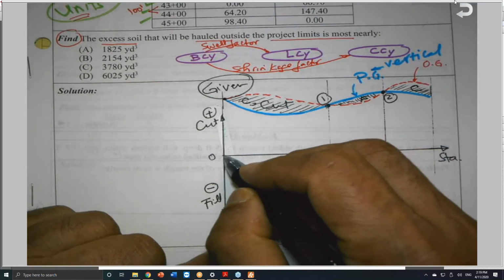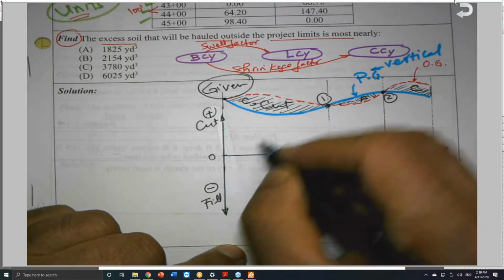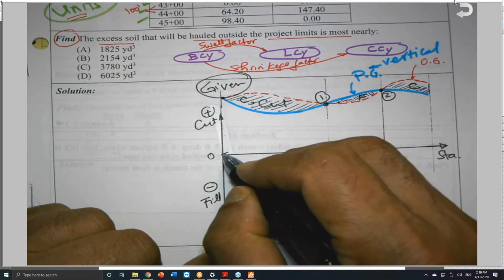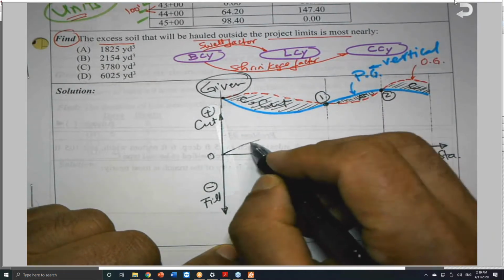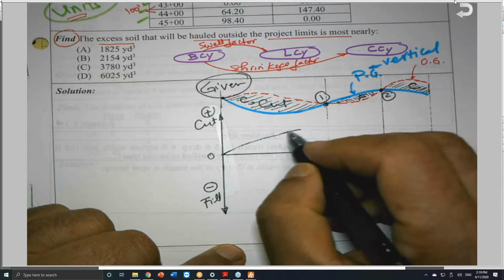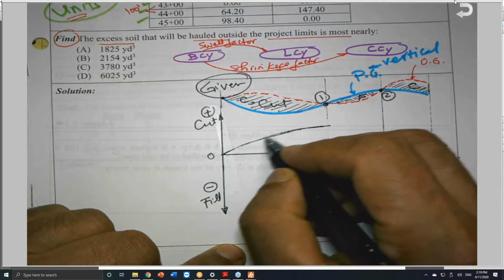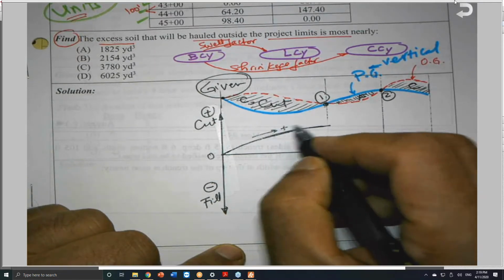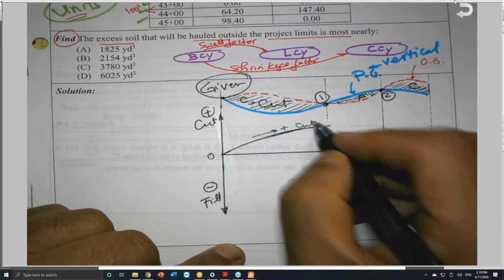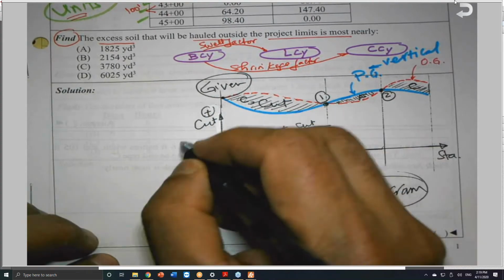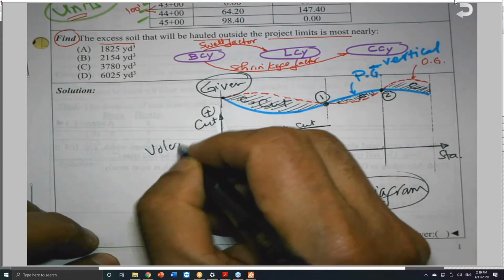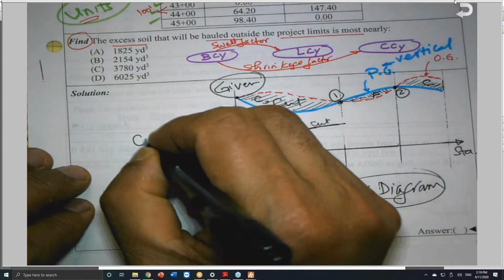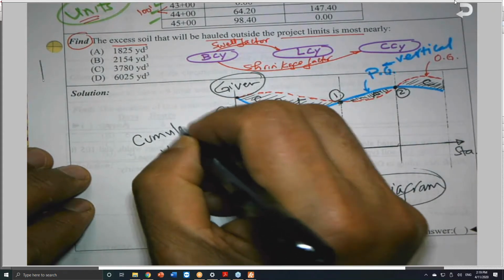Let me draw. So the curve will start from 0, and every one station I'm going to add volume and volume and volume until I come to the maximum. So this is a positive slope, which means cut. And this volume here, by the way, is not the absolute volume. It must be the cumulative. Cumulative means additive.